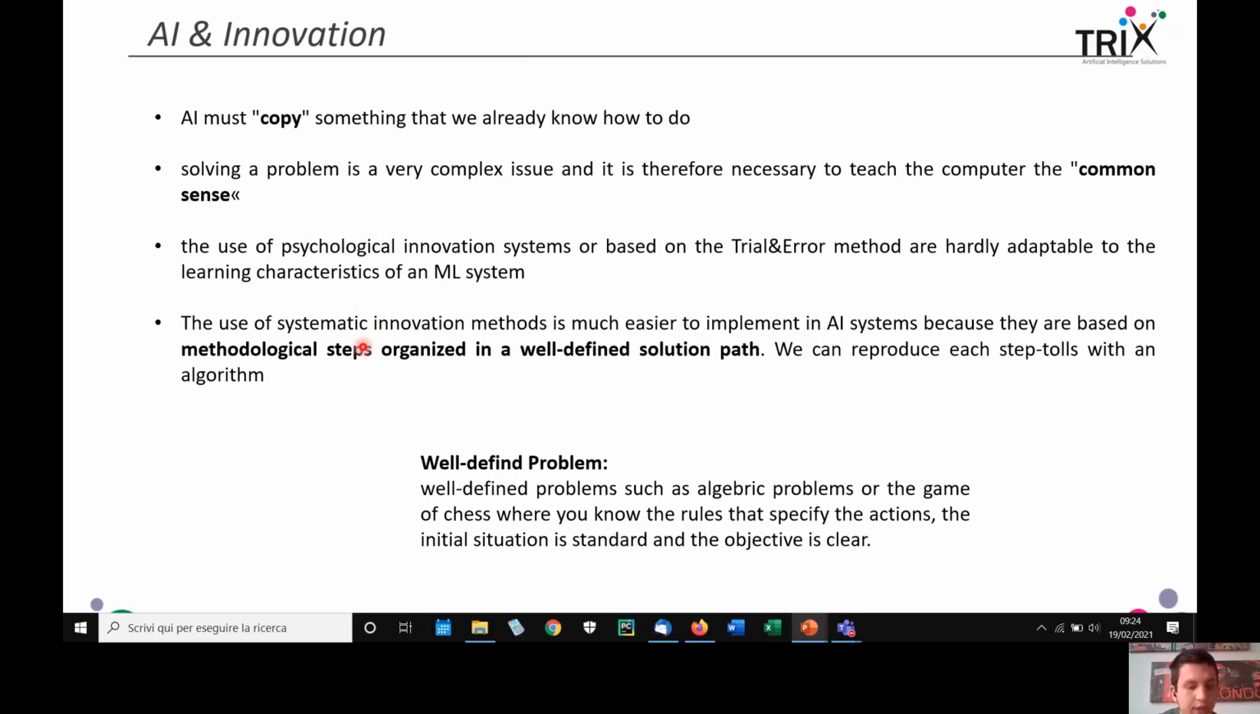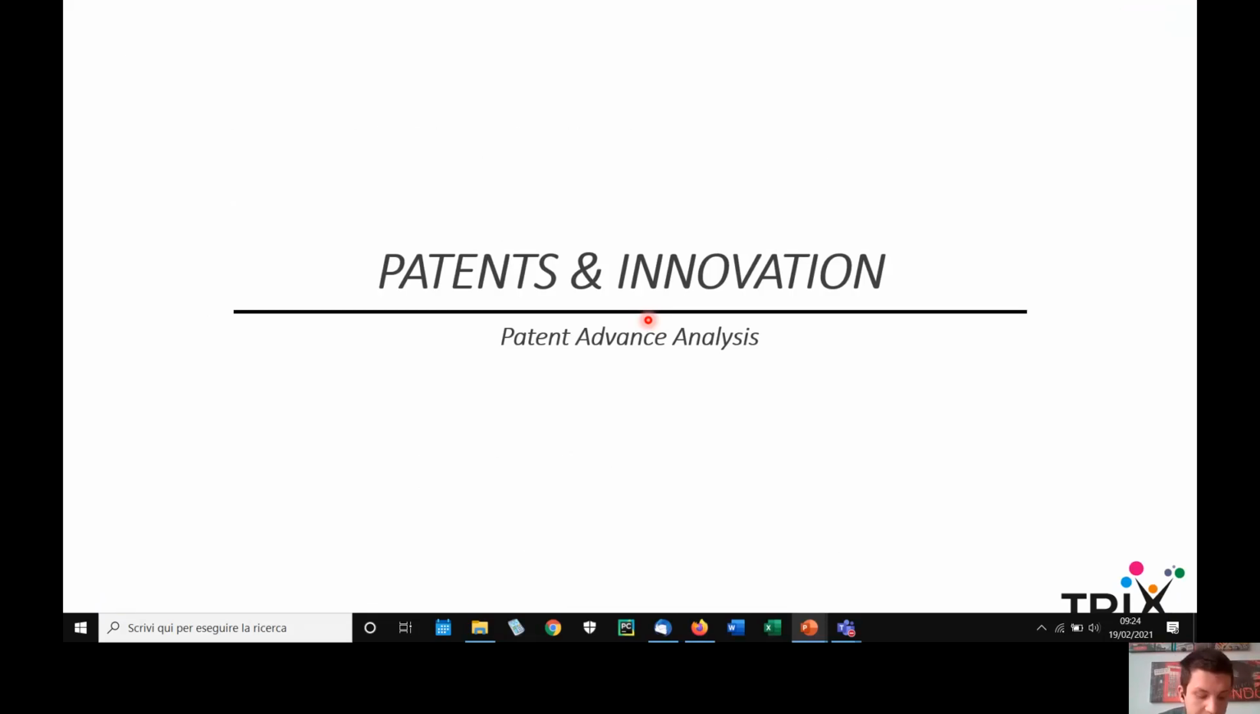AI systems need to be taught systematic innovation approaches because they only work very well when the problem to be solved is well defined. We must therefore only teach a simple and effective step-by-step approach to the AI system. This system can therefore be applied to the patent world to carry out many types of searches, not based only on bibliographic data, but based on the extraction of data from the text.